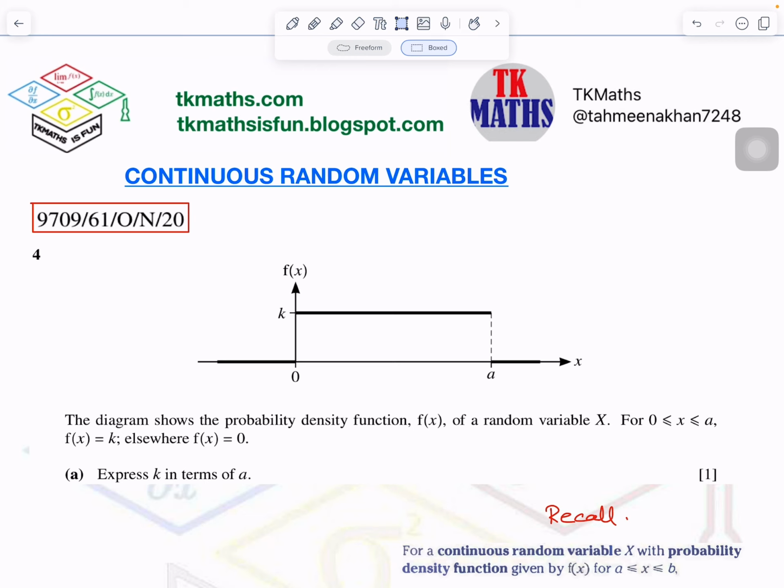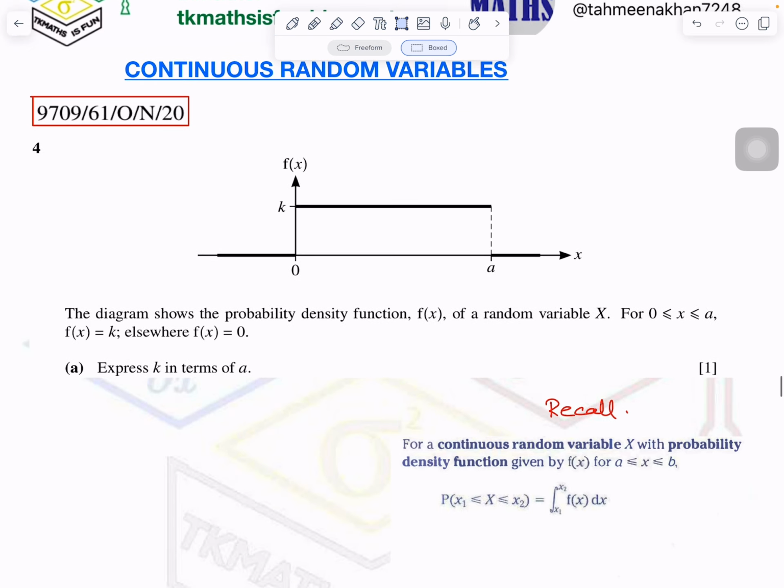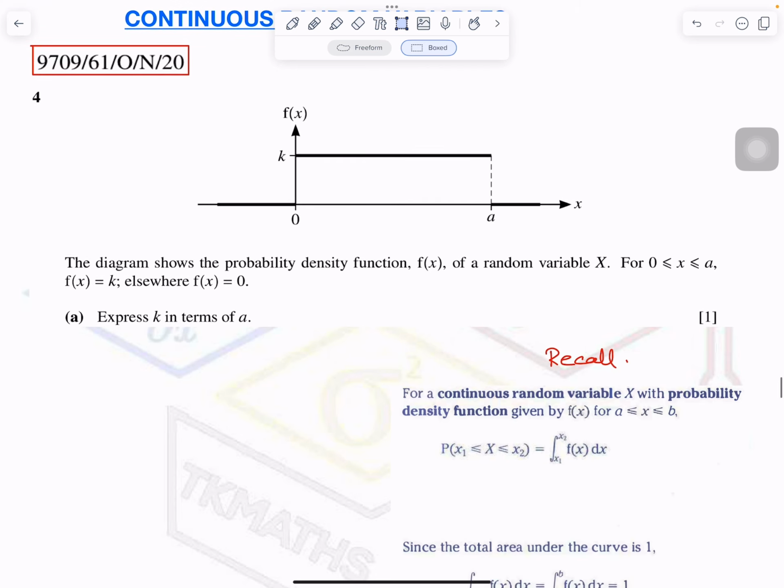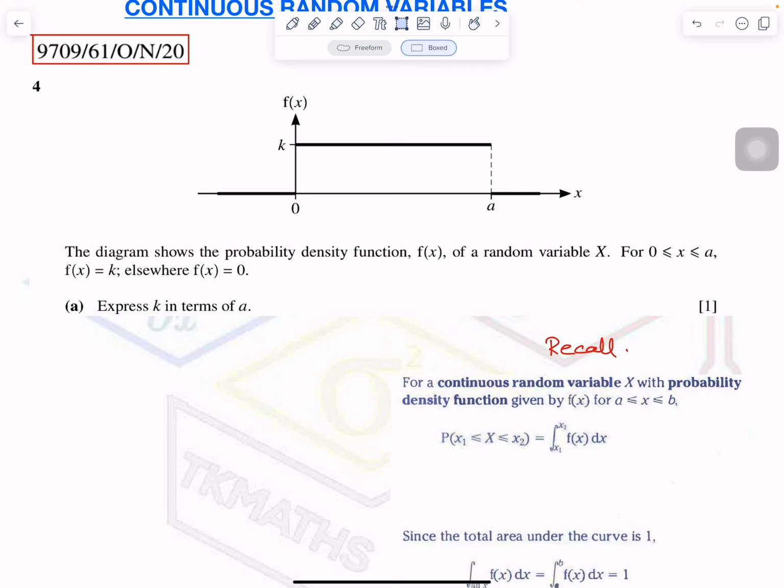In today's video, we will solve a question on continuous random variables, which is a part of the syllabus of A-level mathematics, statistics S2. Code is 970961, November 20. The paper I have taken from November 20. So this question has two parts, and the concepts you need to apply here, I have given the hint of this so that you can recall it.